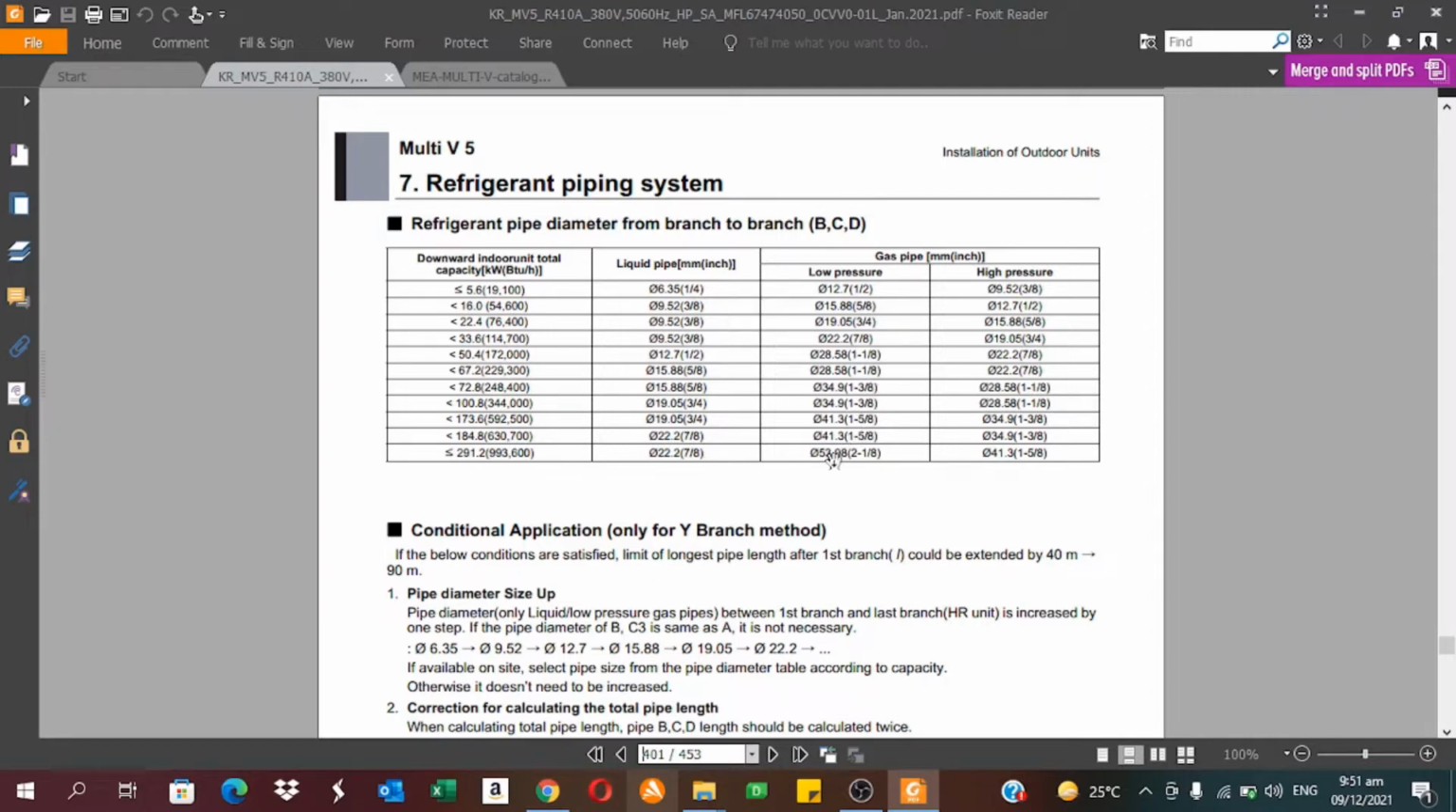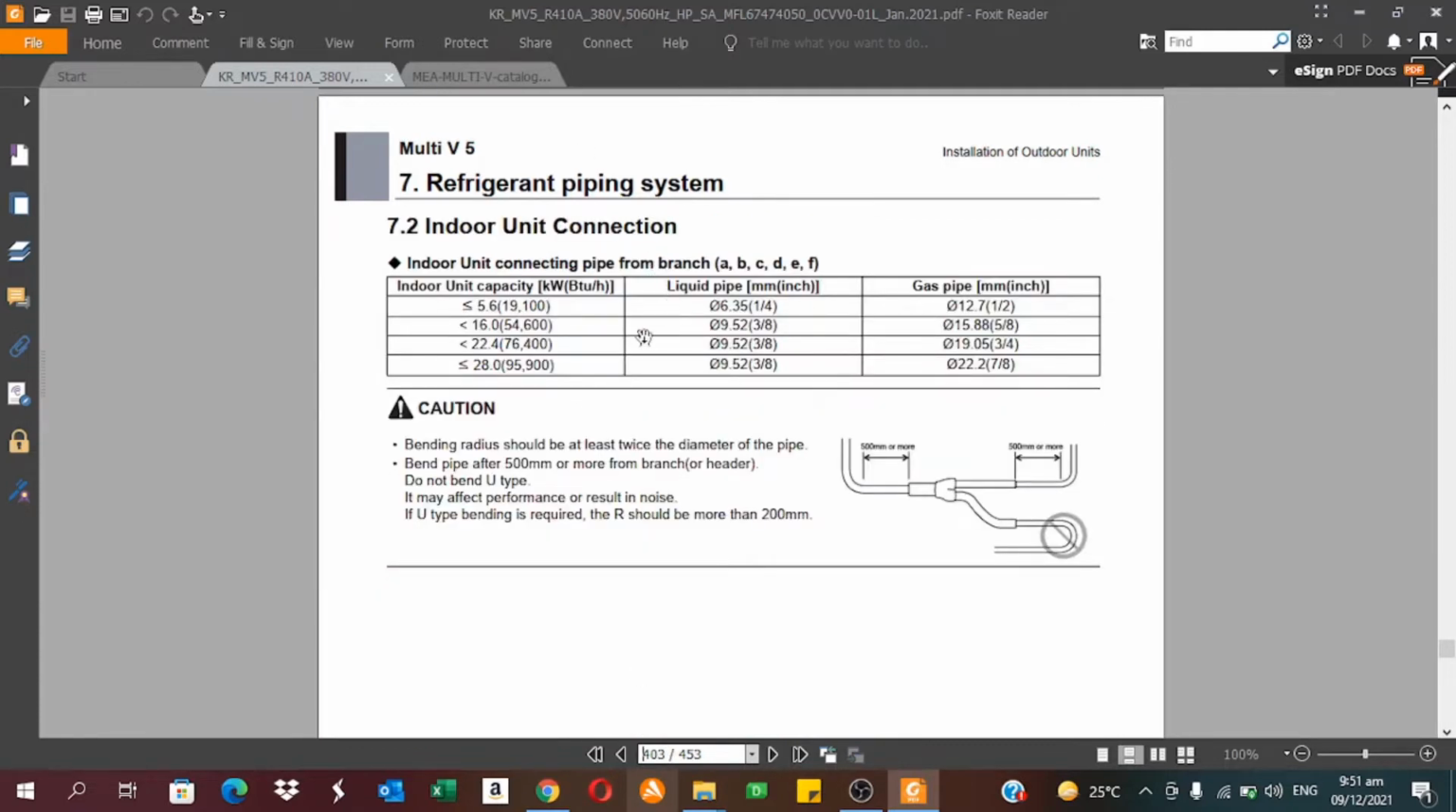Alright, so this is where I got table 2. For table 3, this is where I got table 3. It's the table that I said would enable us to determine the pipe sizes between Y branches and indoor units. Alright, this engineering product data book is easily accessible. It's something that you can find online. You can just Google it.